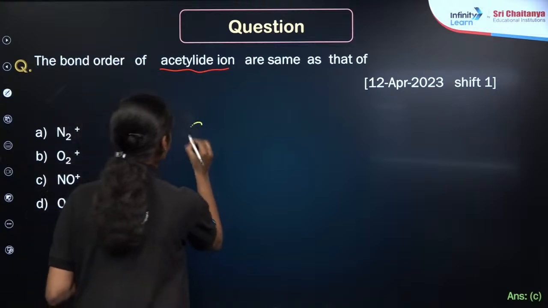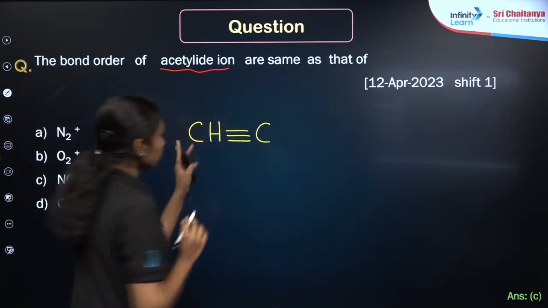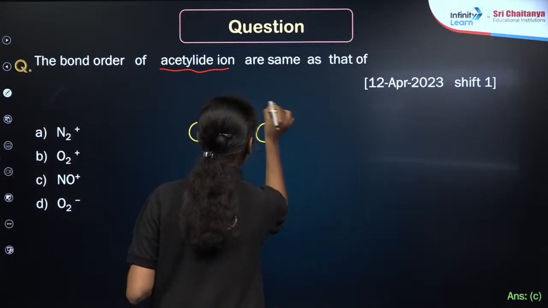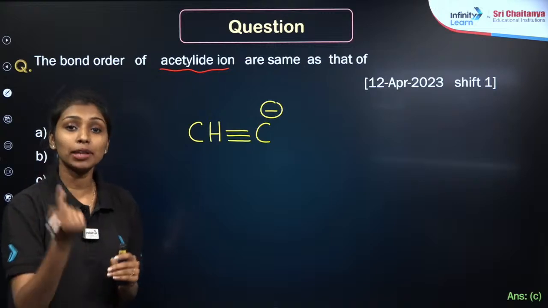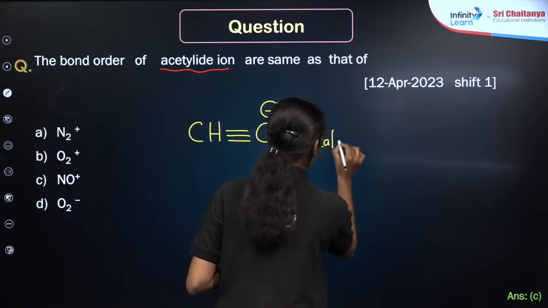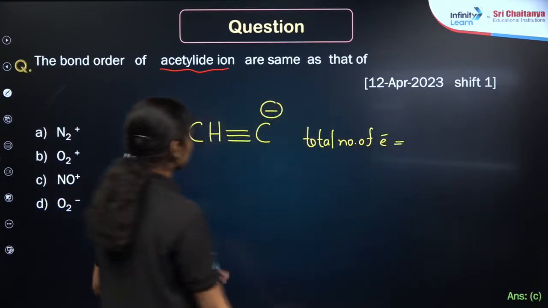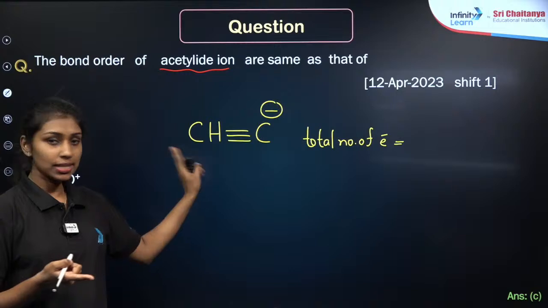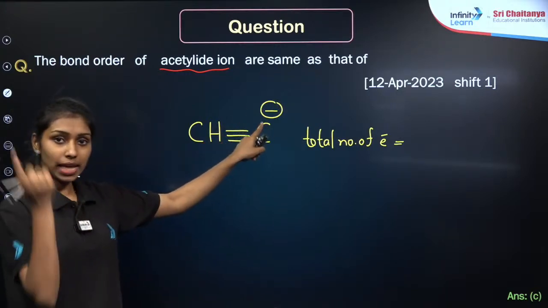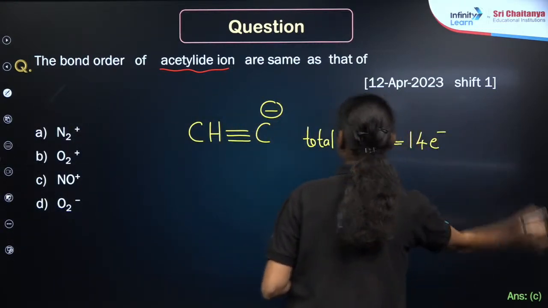So we are taking here the acetylide ion, right? CH triple bond CH is the acetylene molecule. If it is the acetylide ion, it has a negative charge. Then what will be the total number of electrons here? Two carbons, right? 6 plus 6, 12, plus 1 hydrogen atom, 13. Minus charge means adding 1 electron. In total 14 electrons, right?